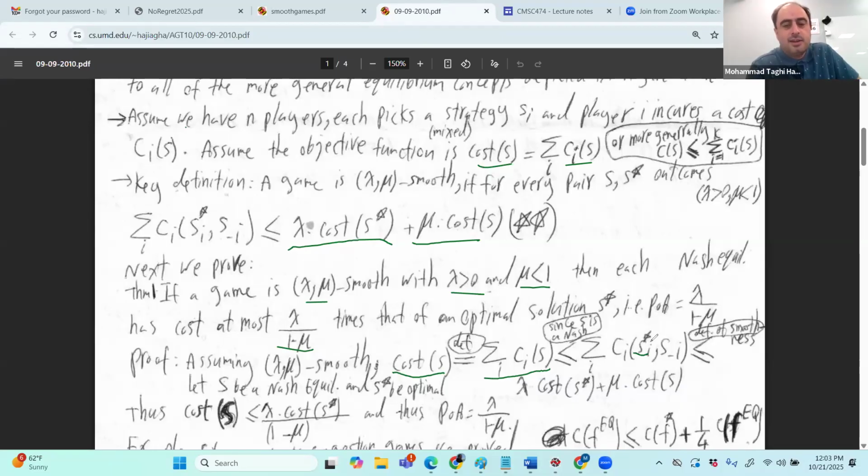Then I just use the definition of smoothness. Because of the definition of smoothness, this is at most lambda times the cost of S star plus mu times the cost of S. And what is the cost of S star? It is the cost of the optimum. So here I know that this is less than or equal to this. It means, by the way, that this is equal to C of S.